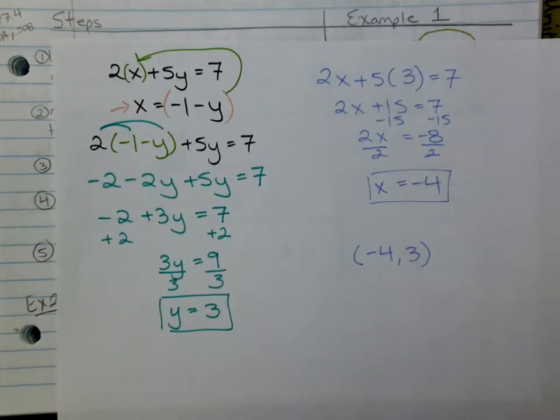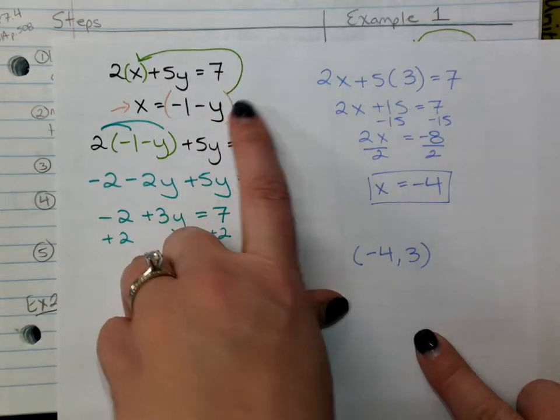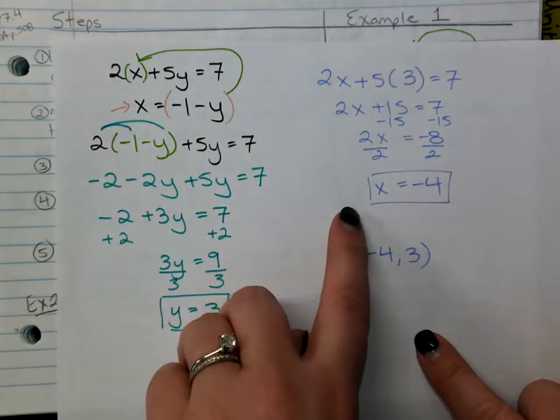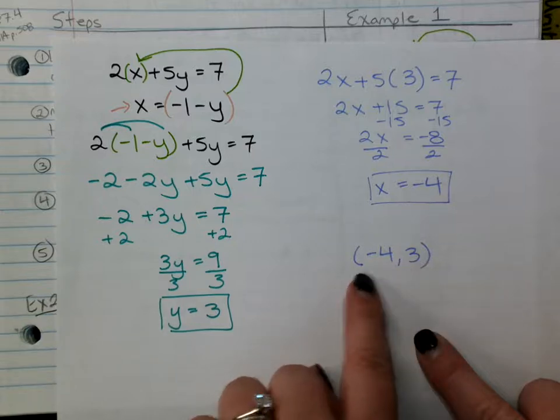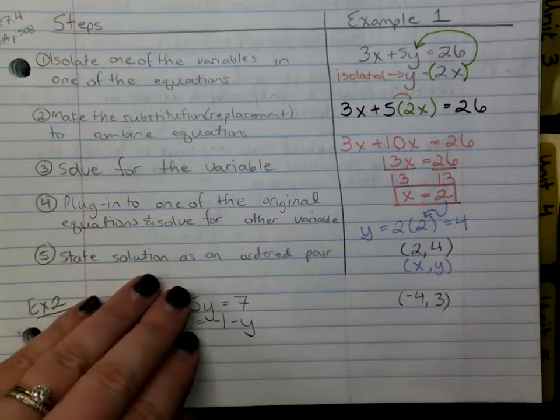So again, make sure one of the variables is isolated, make the substitution, solve for the variable. Once you get one answer, your choice, top or bottom equation, plug in that answer, solve for the other variable, state your answer as an ordered pair, x first, and then y. Alright, so I've got a couple more here. Again, you can pause the video at any time and try these on your own.